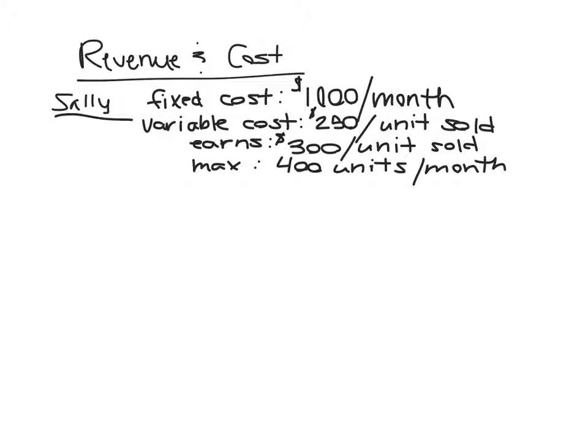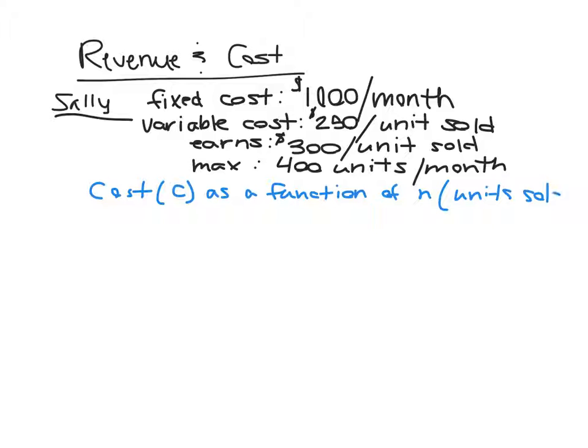So we can write this in blue. So we want cost, so C, as a function of N units sold. So that makes sense. It should be super easy. So we want our cost. We can isolate our cost parts of the information that we were told. We have fixed cost and we have variable cost. Those two apply to our cost.